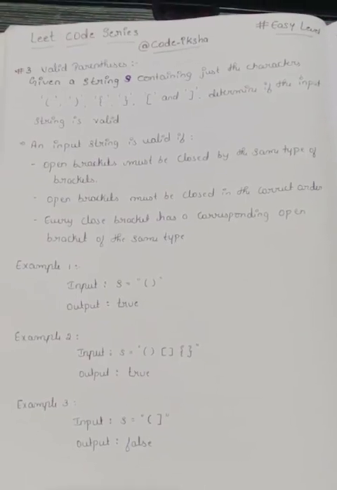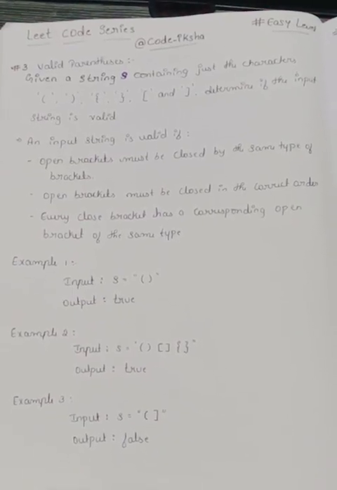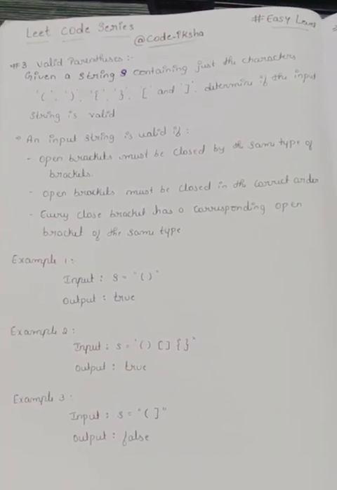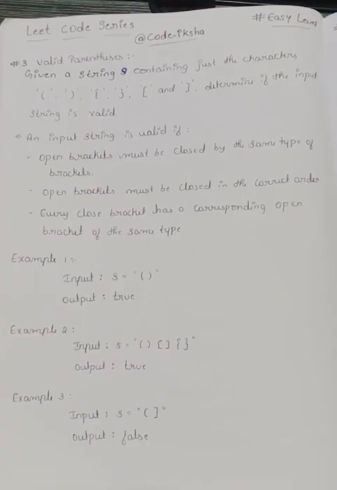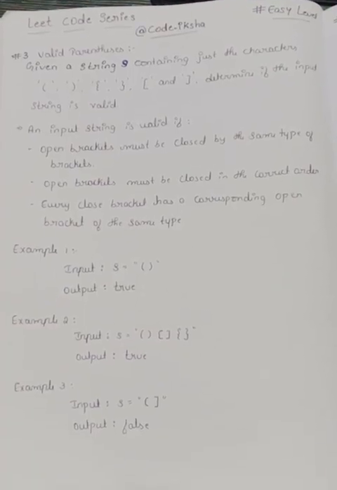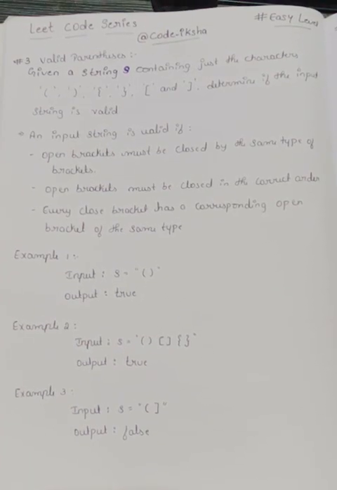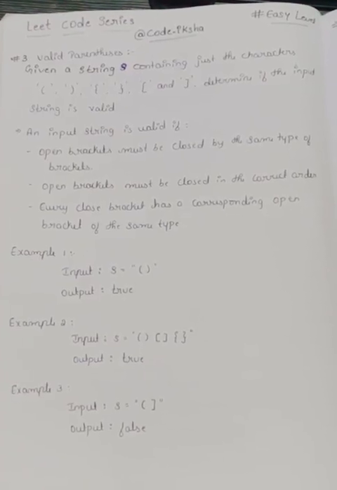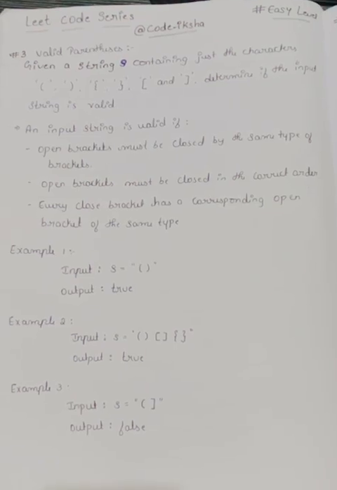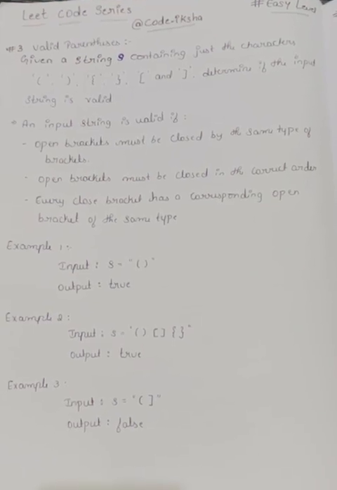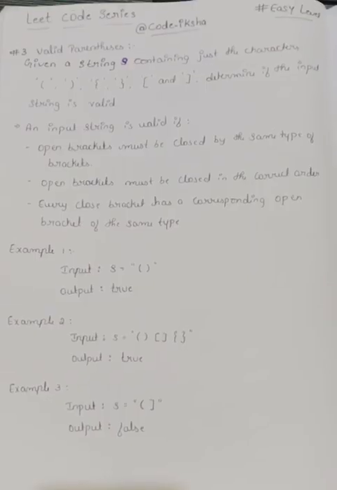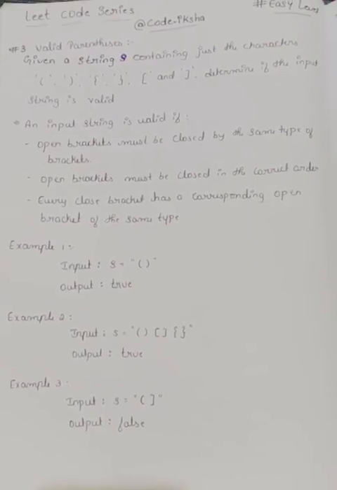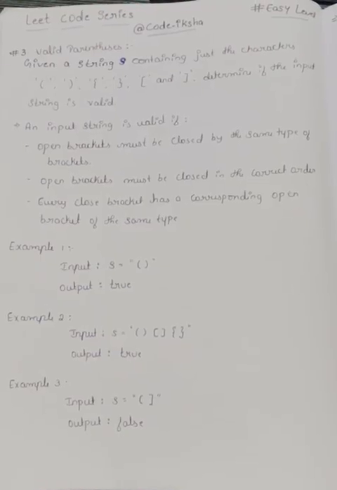Then let's look into another aspect of this problem in example 3, in which I have taken the input s equal to one opening parenthesis and one closing square bracket. This fails the condition, as it does not contain the matching closing parenthesis for the opening bracket. The square bracket does not match, and the order of the closing parenthesis also fails, due to which this results in false.